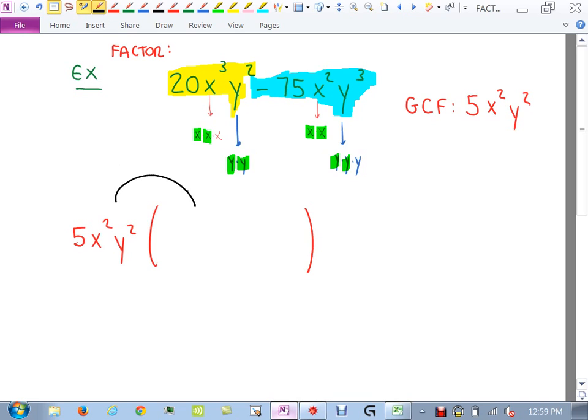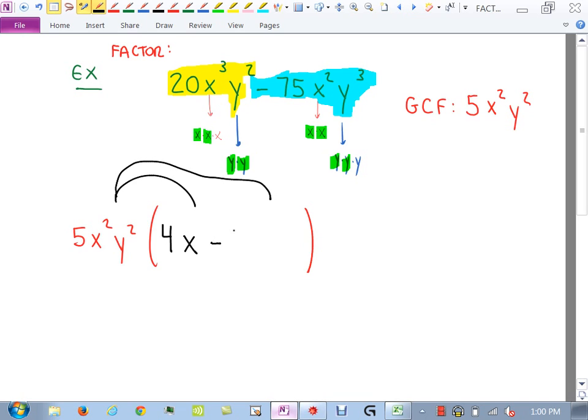Remember that we're going to have to multiply through 2 times to get our 2 terms. So now I look, how do I turn that 5 into a 20? 4. How do I turn x squared into x cubed? I'll need an x, right? How do I turn y squared into y squared? Well, wait, it's already y squared, so I don't need anything, right? So are we done with that first term? We've created that?